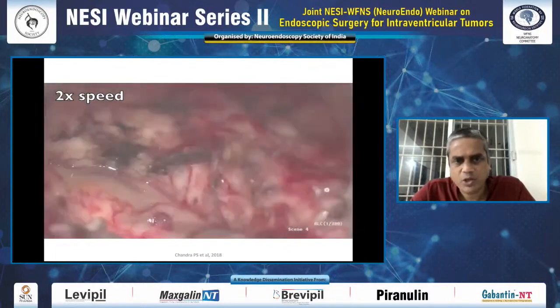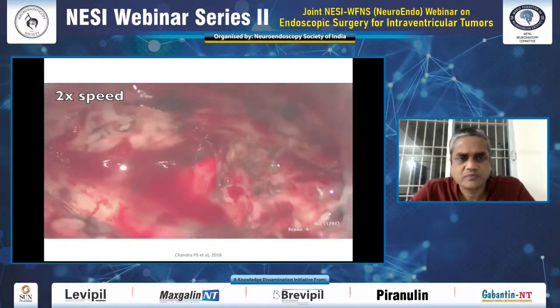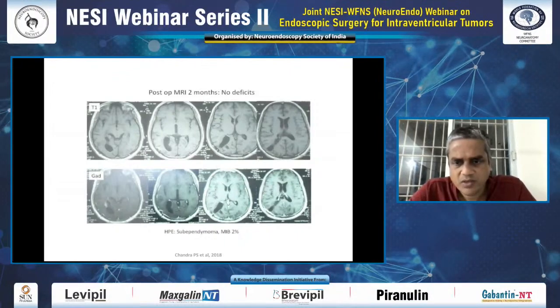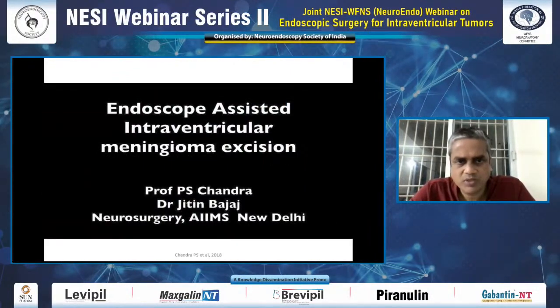This was a parenchymal tumor. I'm sorry, it was not a meningioma. That's a post-operative CT scan showing the small access to the tumor.